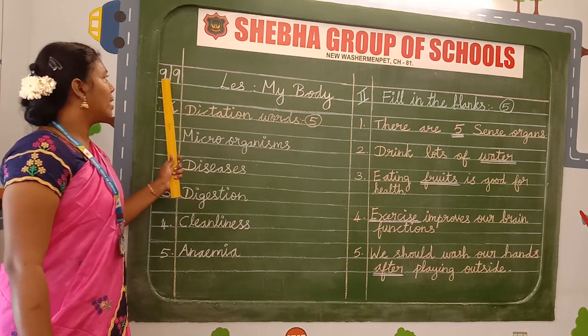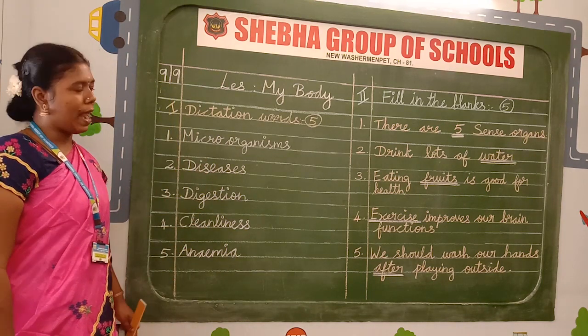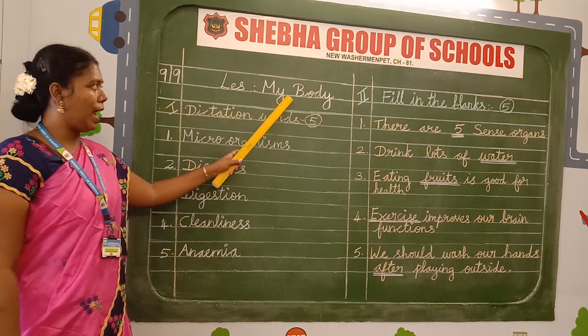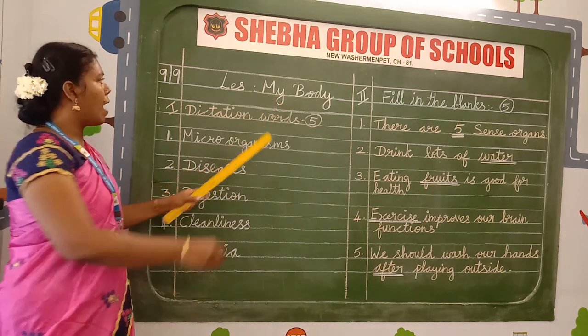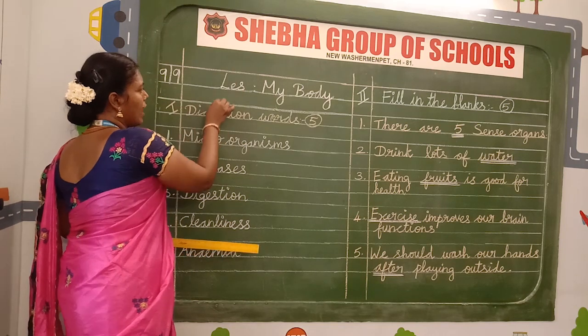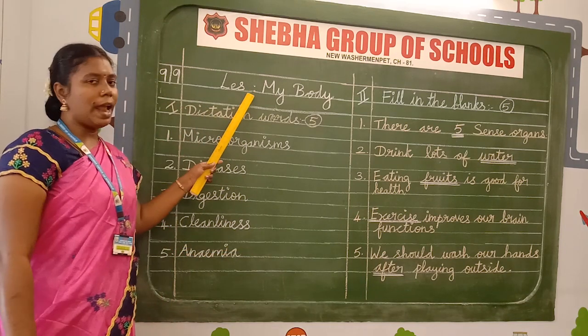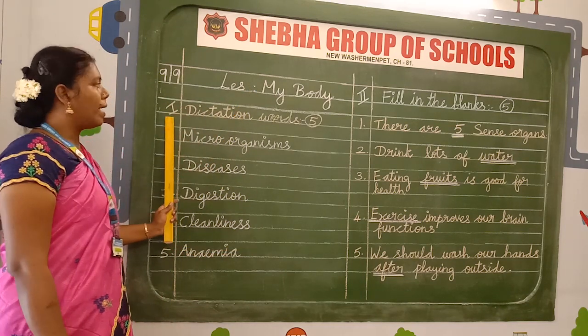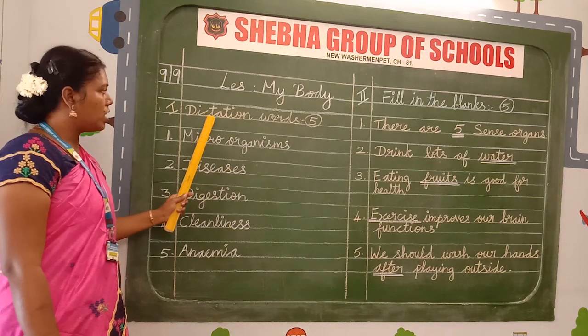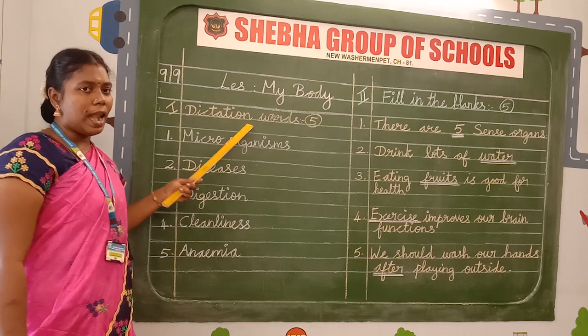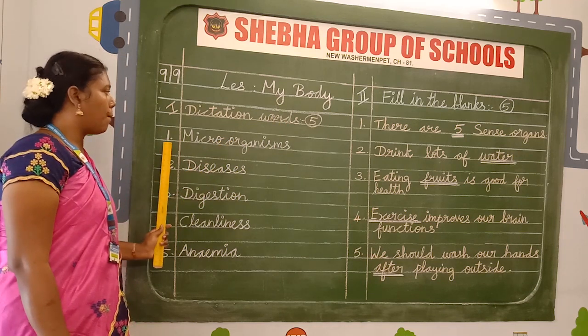Then you can write the date 9/9. After that you can write the lesson name, my body. After finishing the line you have to draw the line. These two lines you have to use for writing the heading. Next you can write the Roman letter 1, dictation words 5. After finishing this heading you can leave the line. Then you can start to write number 1.